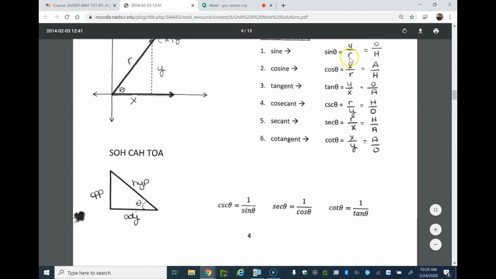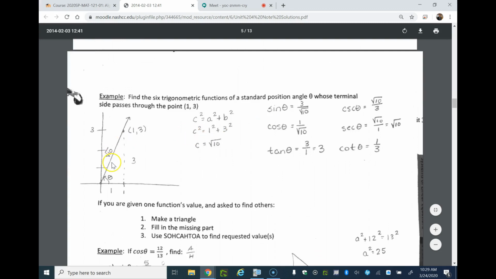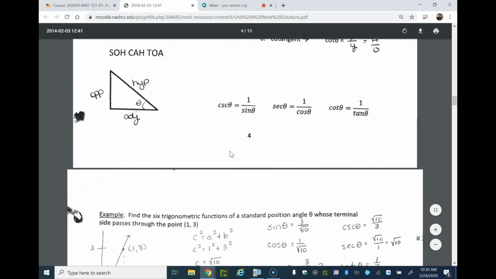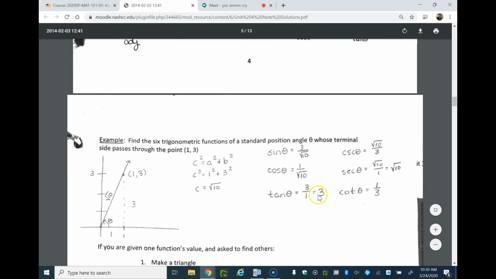So remember what sine is equal to. Sine is equal to y over r. Going up here, which one represents y? The 3 over r, which is the hypotenuse. Cosine equals x over r, so here's my x, and here's my r. Once you have all three sides, if I say find the sine for this triangle, you just say y over r. Tangent is y over x, so here's my y over x, which is equal to 3.